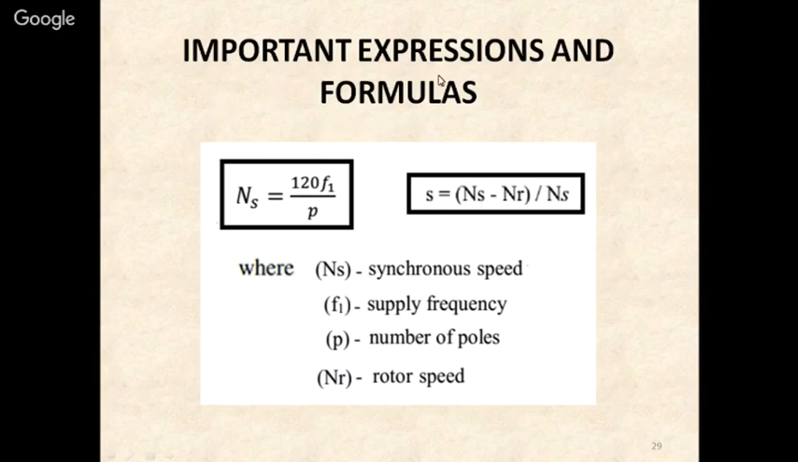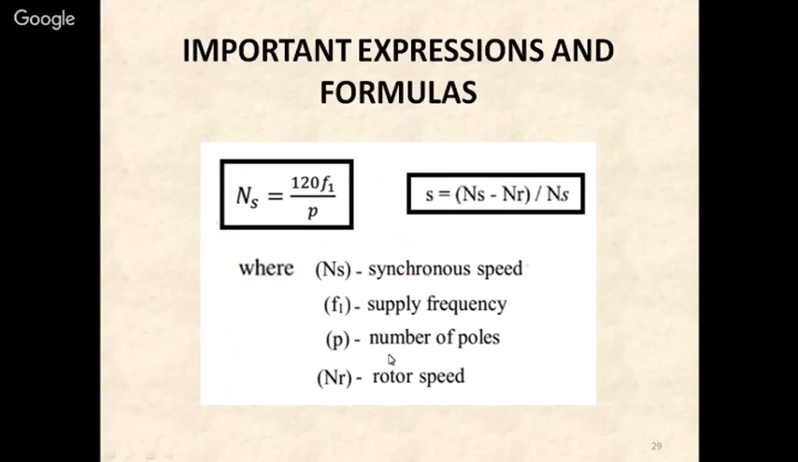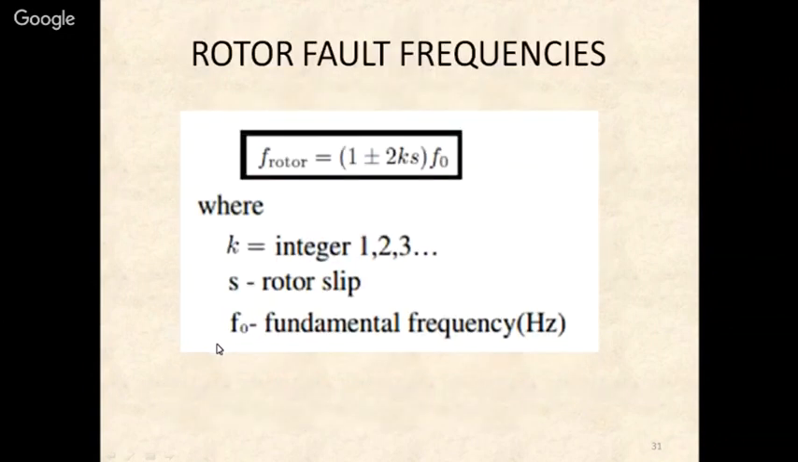So these are some of the important expressions and formulas relating to the induction motor. We have NS, that is the synchronous speed of the motor, given by 120 F by P, where P is the number of poles, F1 is the supply frequency, and slip is given by this formula, where NR is the rotor speed. So for detection of broken rotor bar fault using MCSA, we have some formulas like this.